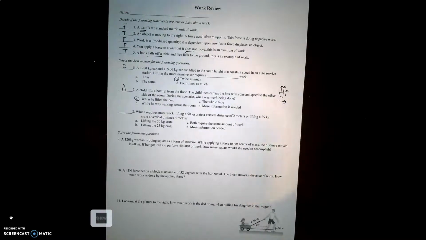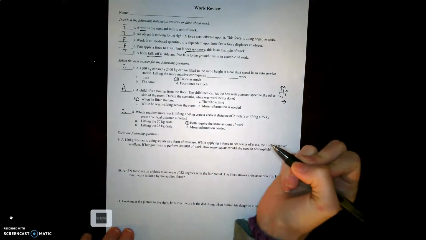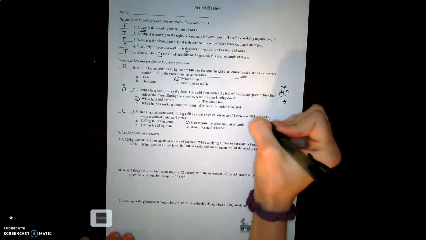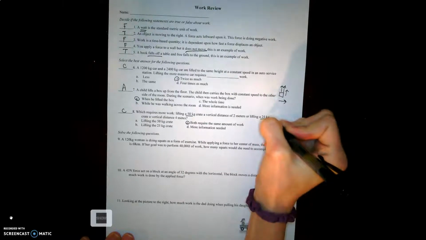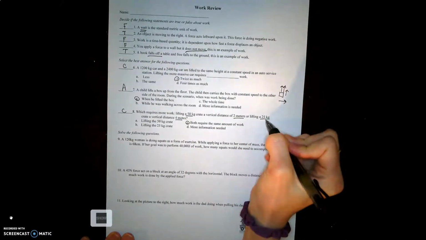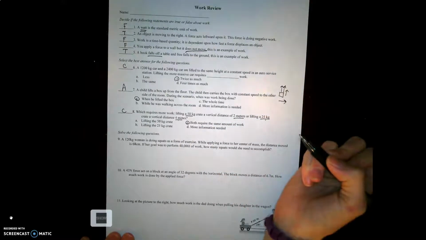Number 8. Which requires more work? Lifting a 50 kilogram crate a vertical distance of 2 meters, or lifting a 25 kilogram crate a vertical distance of 4 meters? That is going to be C. It requires the same amount of work, because one crate has double the mass, but the crate that has half the mass did double the distance. So if you double the mass but halve the distance, it would equal the same amount of work.